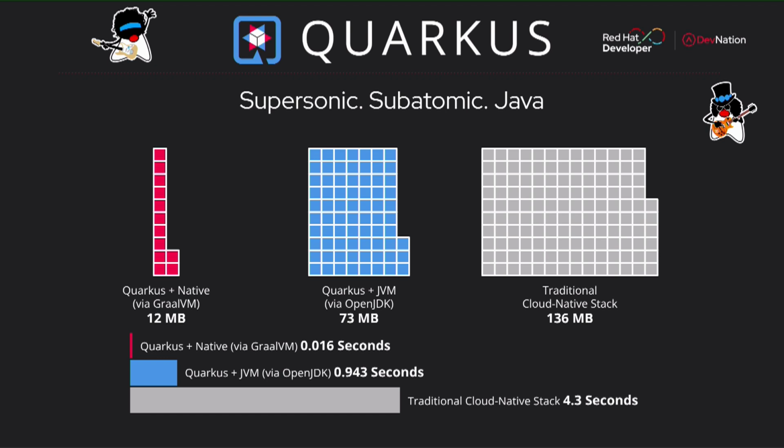But you can see the difference between our traditional cloud native stack that uses a certain amount of memory and a certain amount of startup time, 4.3 seconds. And if you think about it, 4.3 seconds may not seem like much, but if you have a container that starts up, especially in a serverless world, a lot of users are like, why is this application so slow, right? So we want it to start up much faster, because we're paying for that time.